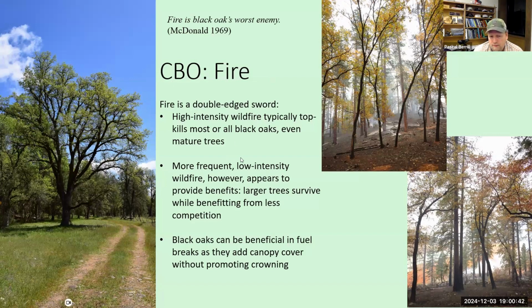However, if you have a low intensity wildfire, and hopefully in the past these were more frequent low intensity fires, that fire appeared to provide benefits. The larger trees would survive a low intensity fire, and the fire would take out the competition. And so this really helped our oaks stay ahead of the competition by surviving a low intensity fire. And then some say that black oaks themselves can be beneficial in terms of acting as a sort of fuel break, because their crowns, their canopies don't carry fire so well.